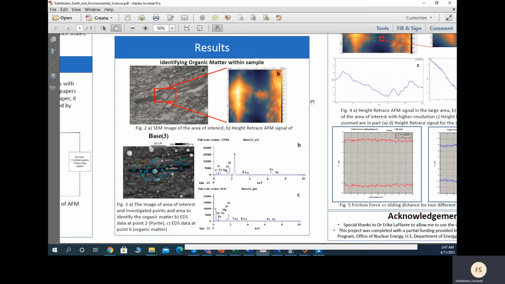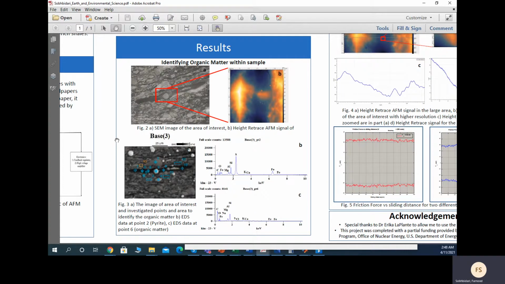So in the first part of this work, I focused on identifying organic matter within the shale samples. Here we can see the SEM image of the area of interest in figure 2A, and also the height retrace AFM signal, which is basically the surface topography, in figure 2B.